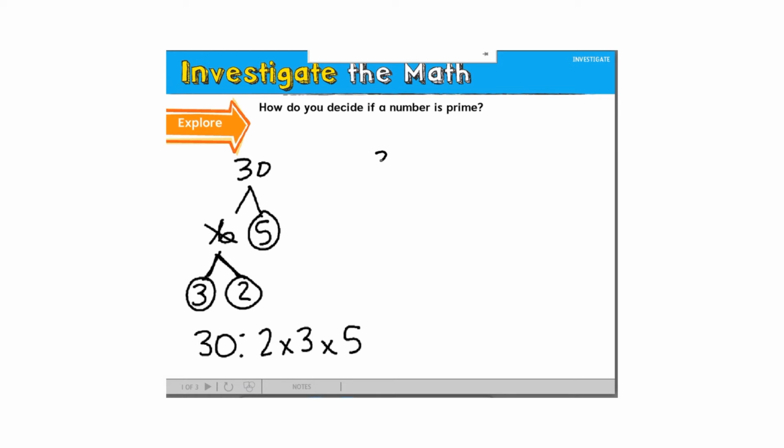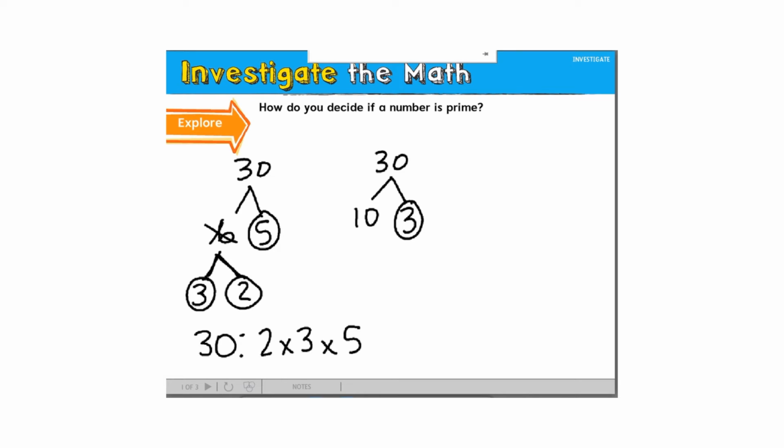What if you used different factors? What if I chose 10 and 3? Because I told you that there's more than one way to start this, right? So are either of those numbers prime? Which one? 3. 3 is a prime number, so I'm going to circle it.